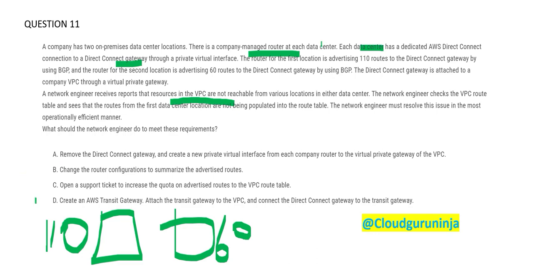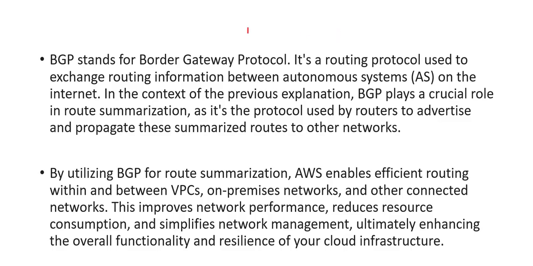The first option is saying, let us remove the Direct Connect gateway itself. Removing the gateway cannot be a solution because we have to work with it. One thing, do you understand what BGP is? This stands for Border Gateway Protocol. You can pause this video and read about it. It is basically a routing protocol to exchange information. That is the basic use.